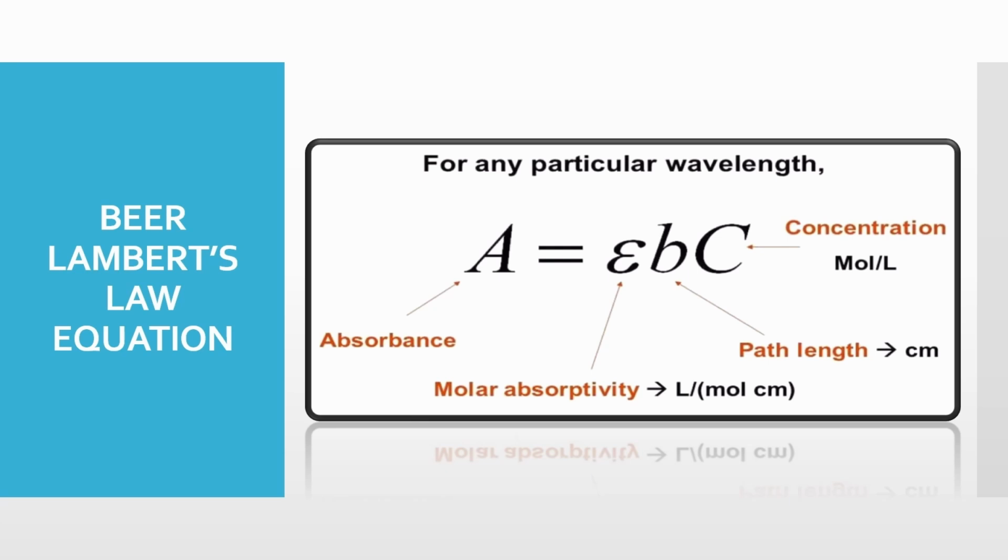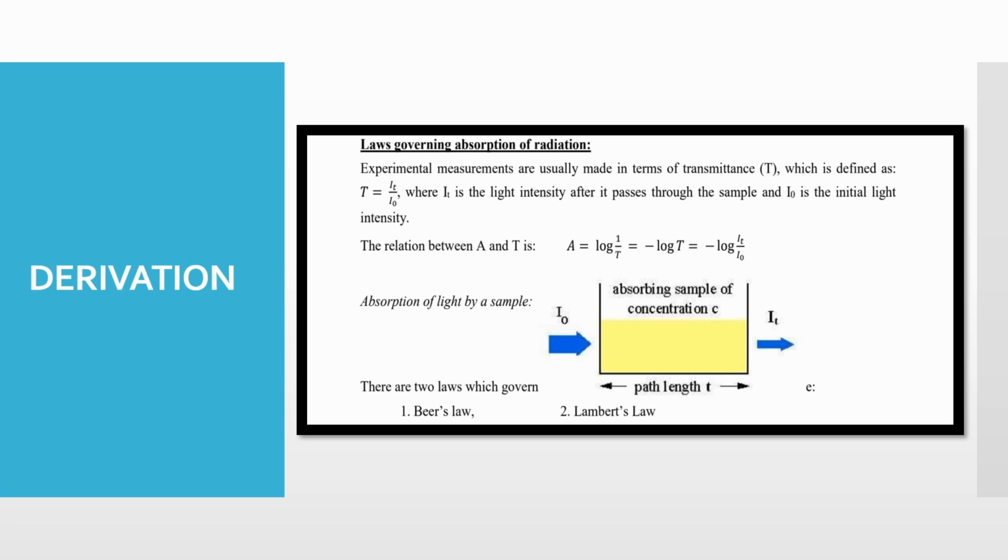So the Beer-Lambert's law equation is overall denoted as A equals epsilon b c, where A is the absorbance, molar absorptivity is denoted as epsilon, path length is denoted as b, and the concentration is denoted as c. Laws governing absorption of radiation.